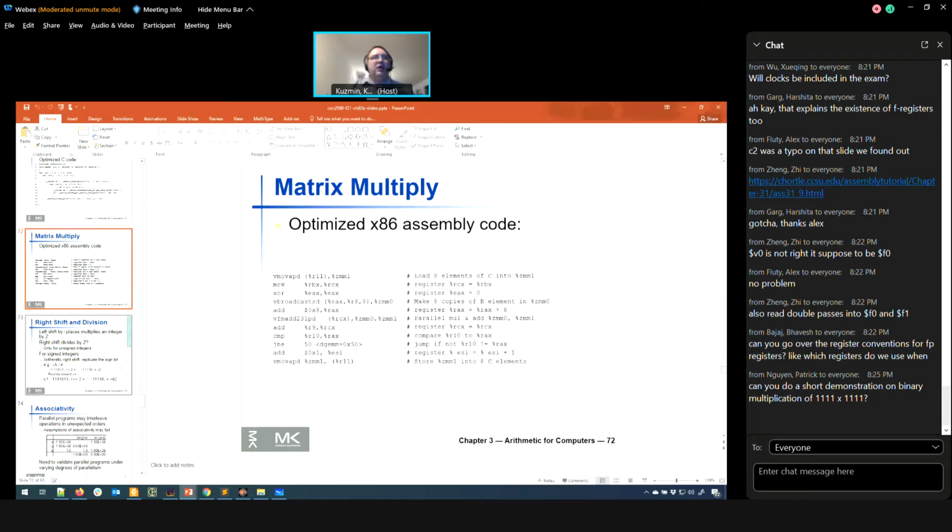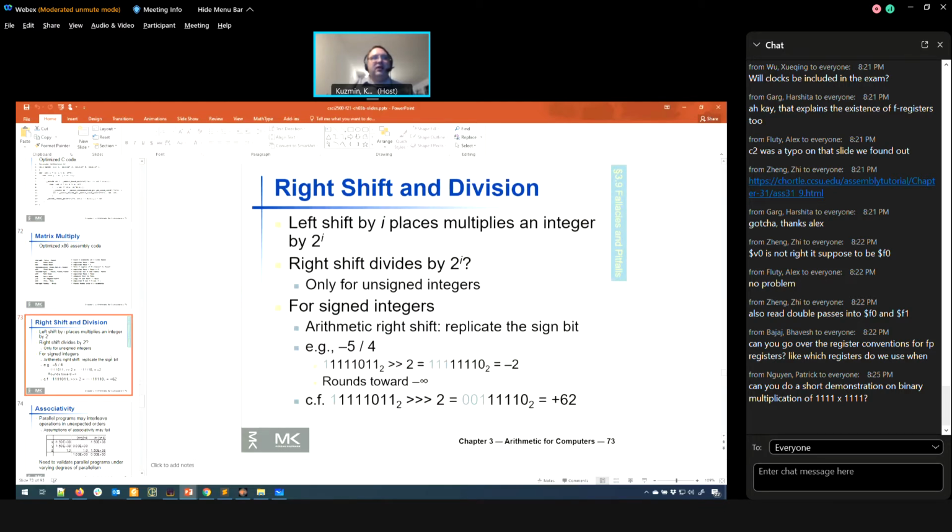Okay, so starting from slide 73, 74, like I said, starting from this right shift and division and associativity is going to be on the next test.